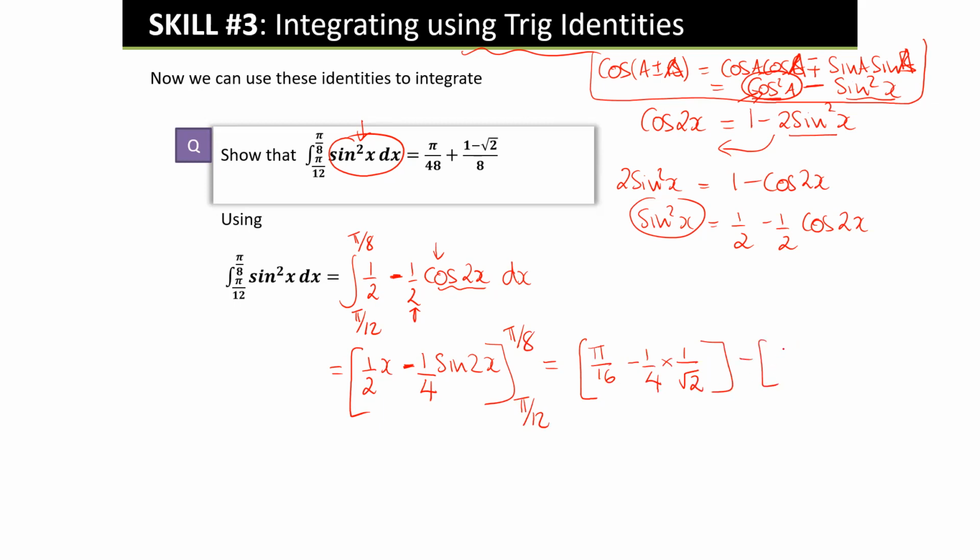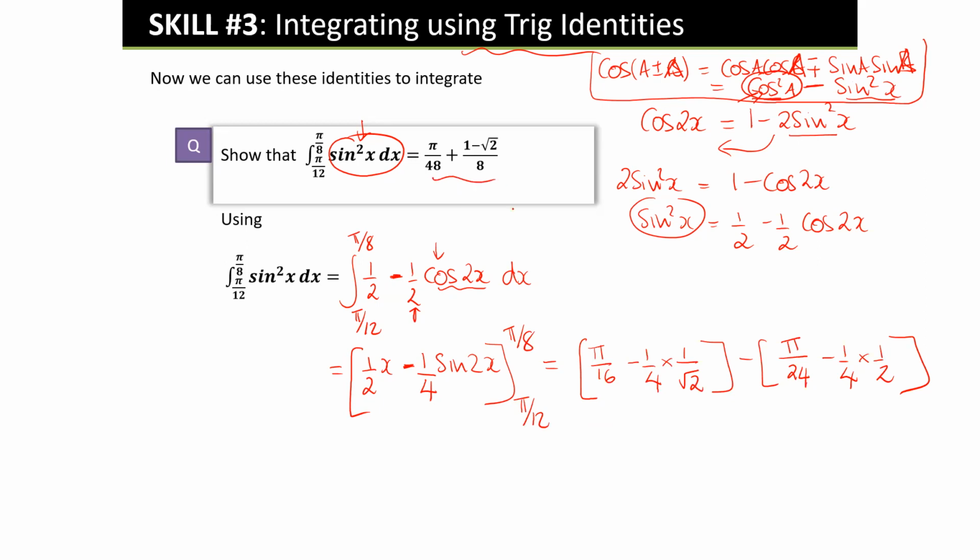Pi by 12 is going to be 1 pi over 2 12s, which is pi over 24, minus a quarter. So when we double pi by 12, we'll get pi by 6, which is 30 degrees, and sine of 30 is a half. So it's really useful to know those exact values, or you can just use your calculator.